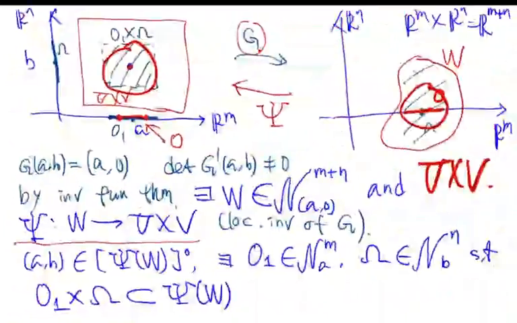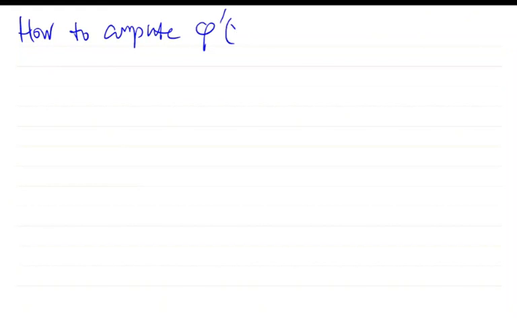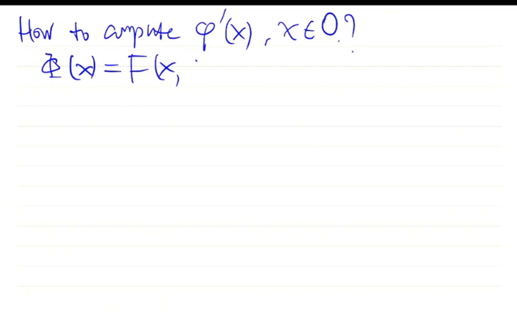So we want to study how to compute the derivative of phi at a point x for x in O. How to do this? Now we consider this map, capital phi. Capital phi maps x to F(x, phi(x)). Okay, so this map is a composition.